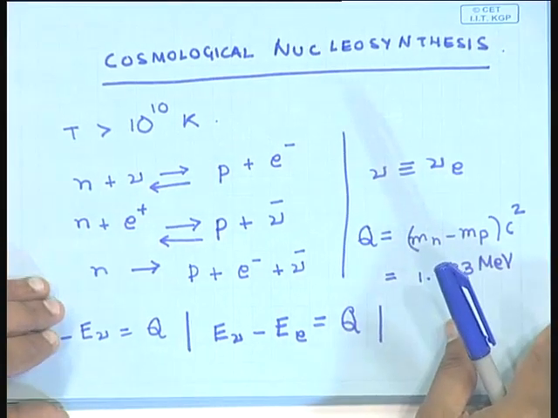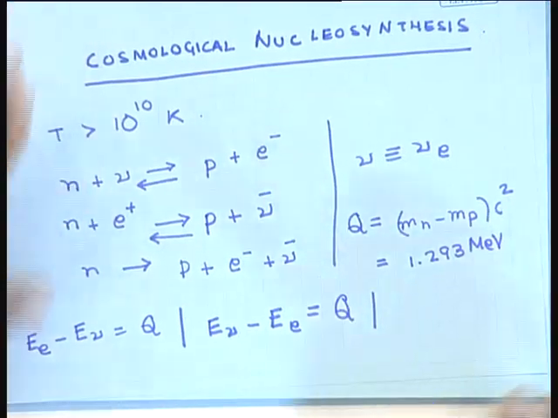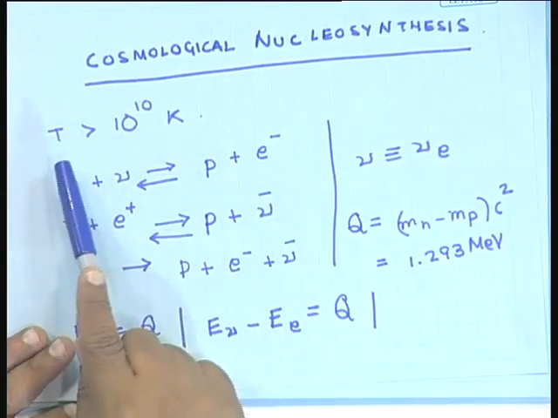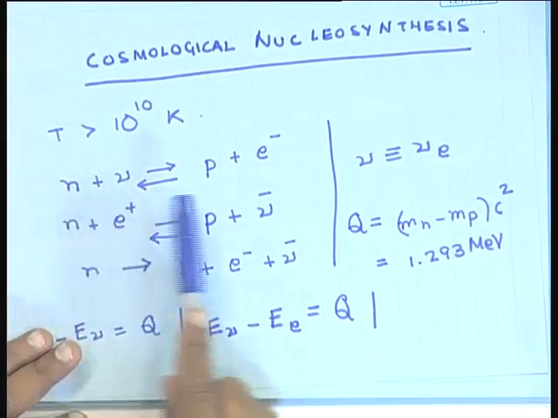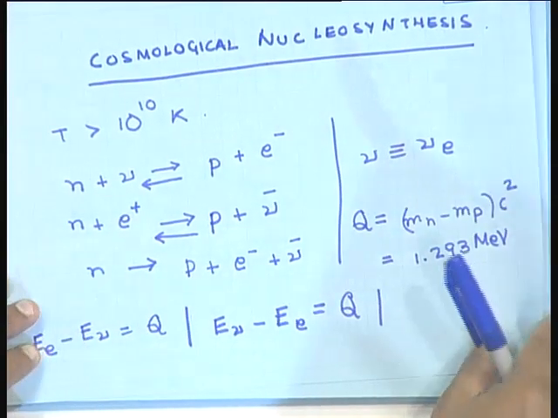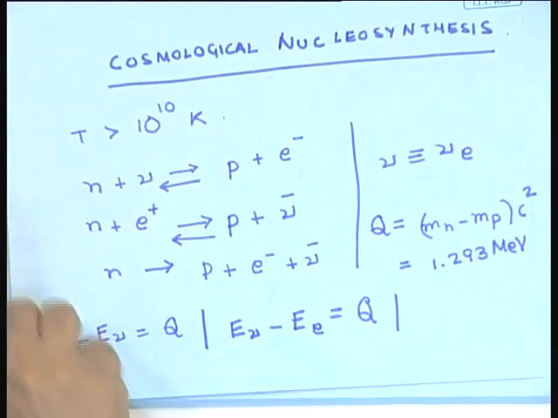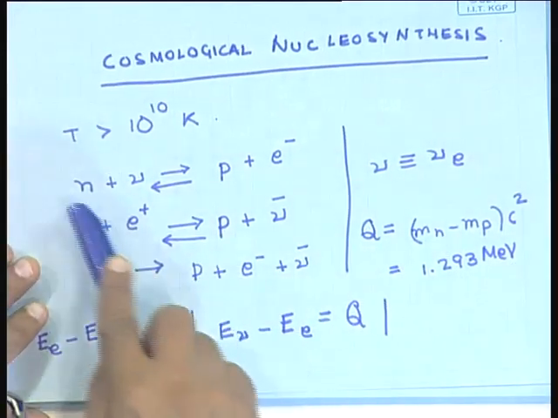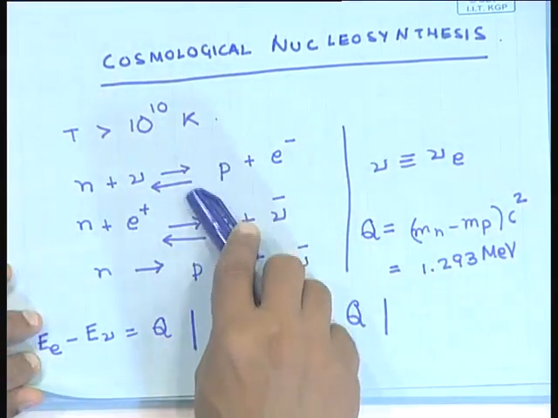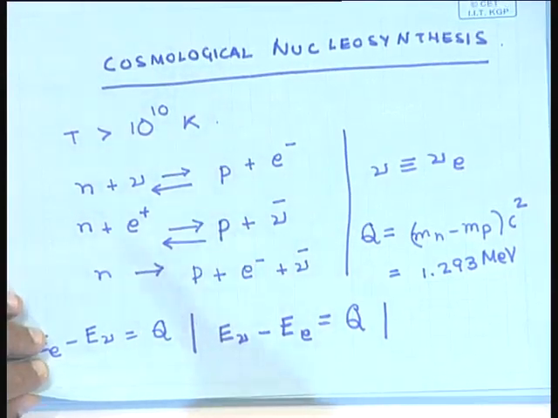Now, what we are going to discuss is essentially the rate of conversion of neutron to proton and proton to neutron. So, let me write down the reaction rates for these two reactions. The reactions we are talking about are neutron going to proton, proton going to neutron. Okay, and it can happen by these three possibilities.